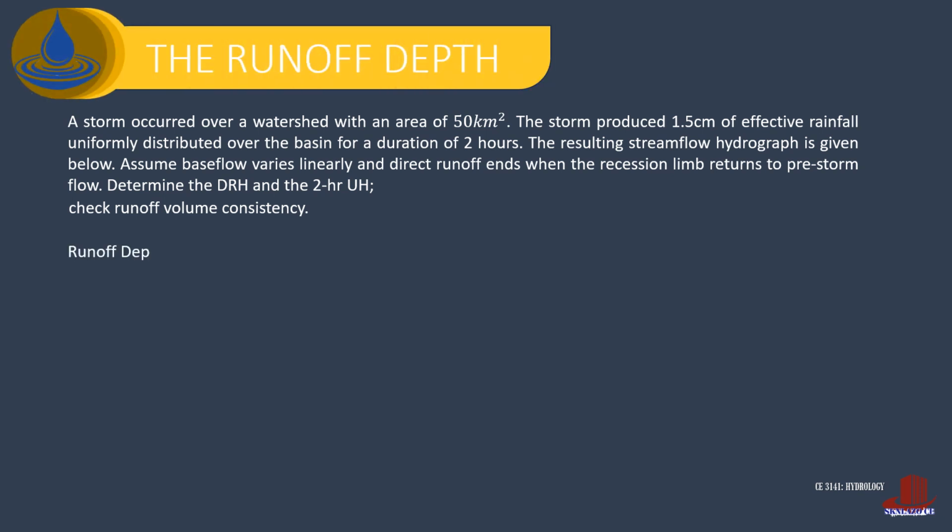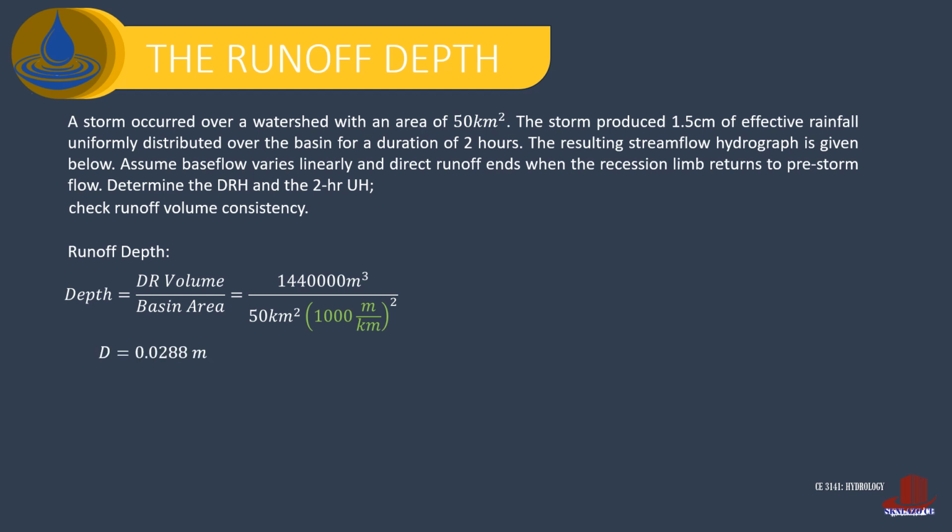Knowing the volume of direct runoff, we can compute for the runoff depth by dividing it by the catchment area, that is 1,440,000 cubic meters, divided by 50 square kilometers, which is converted to meters with a factor 1,000 meters per kilometer. The depth is then 0.0288 meter, taken as 2.88 centimeters.